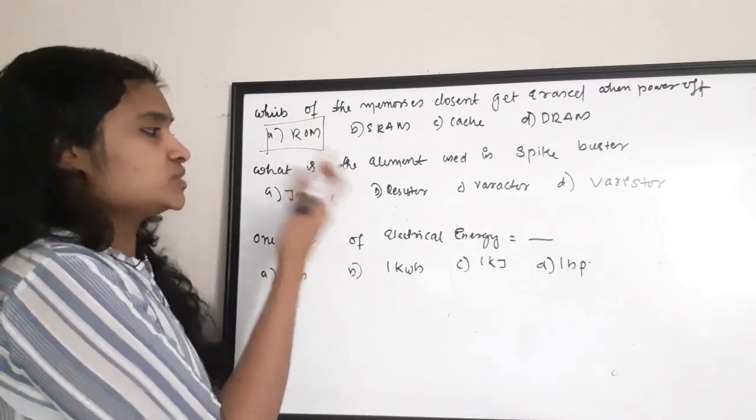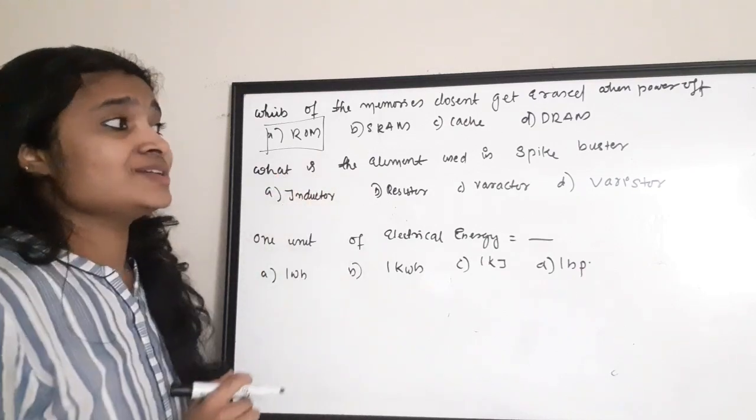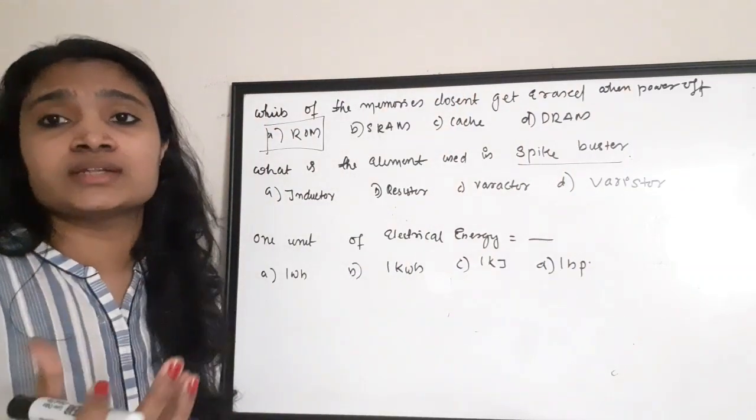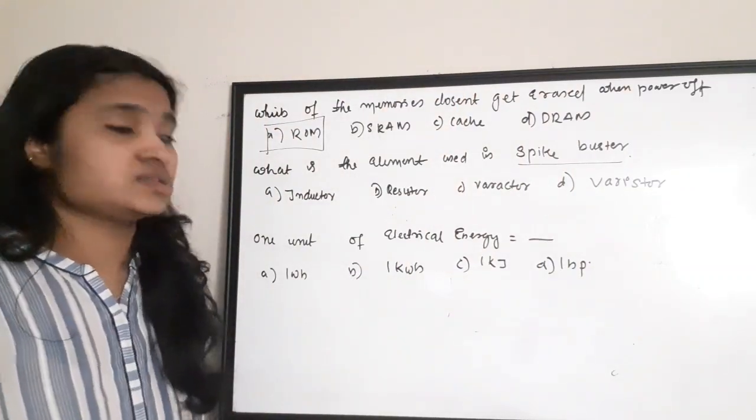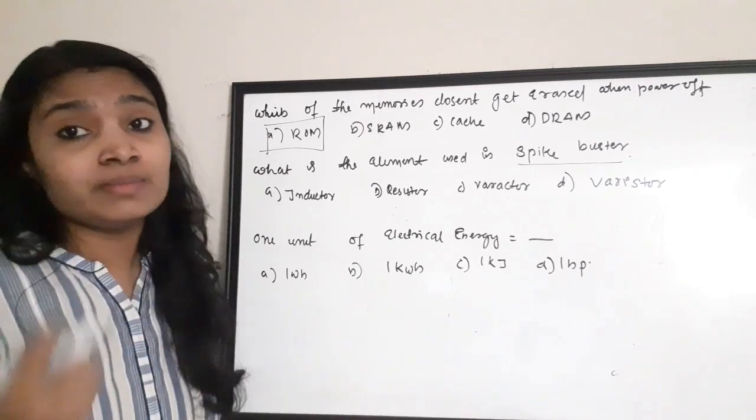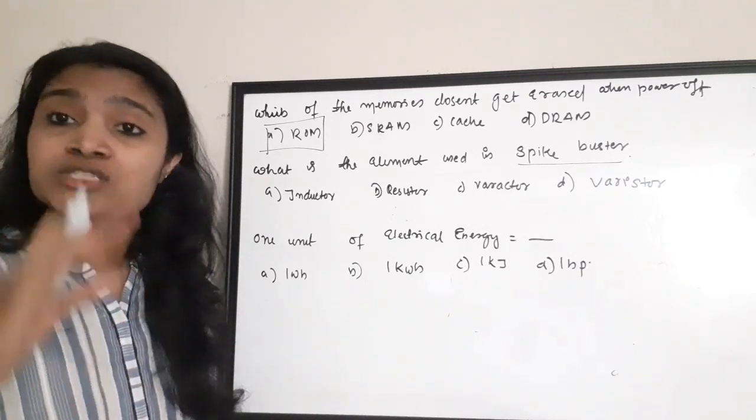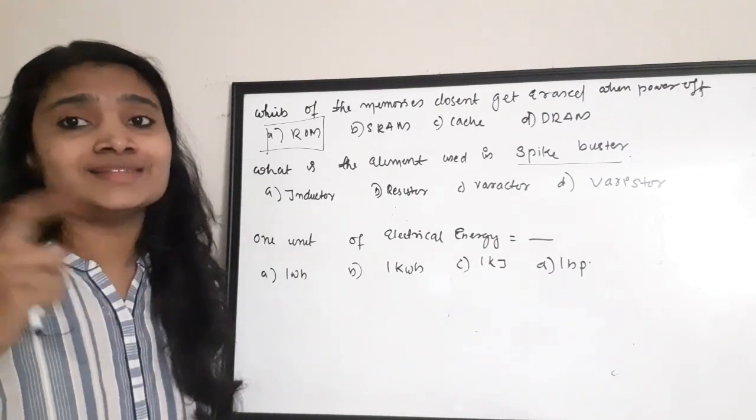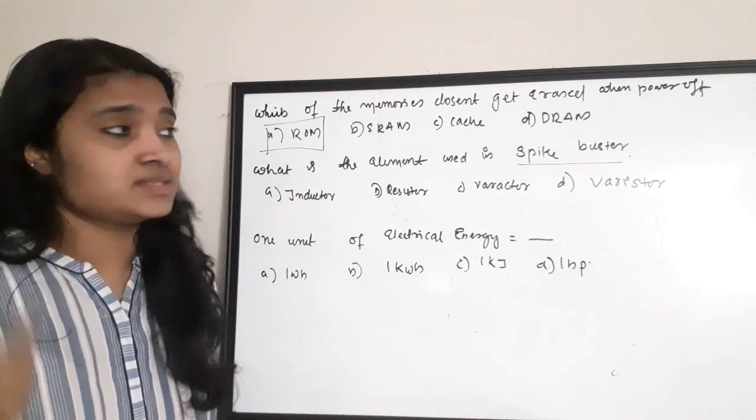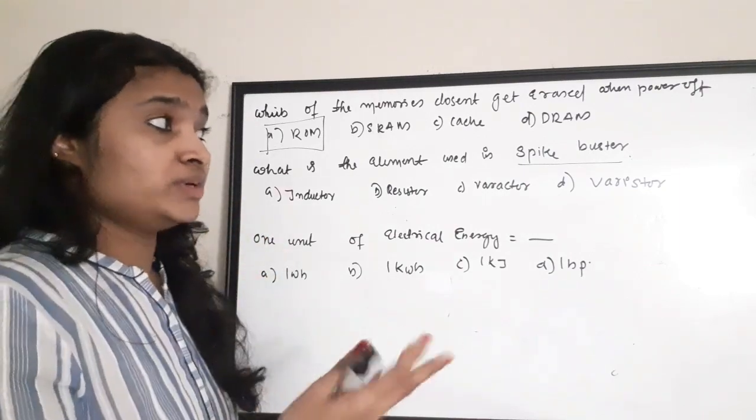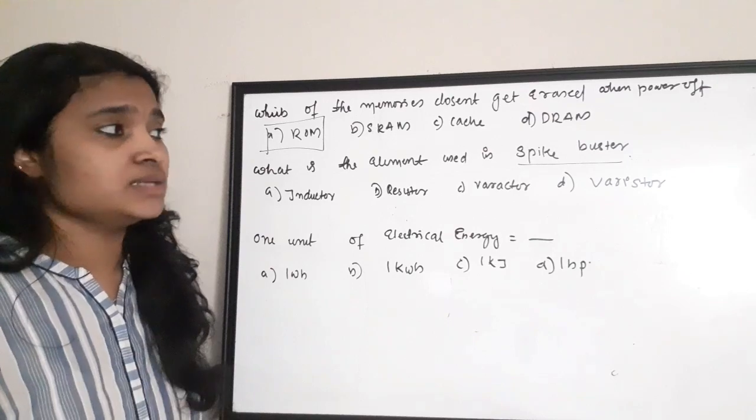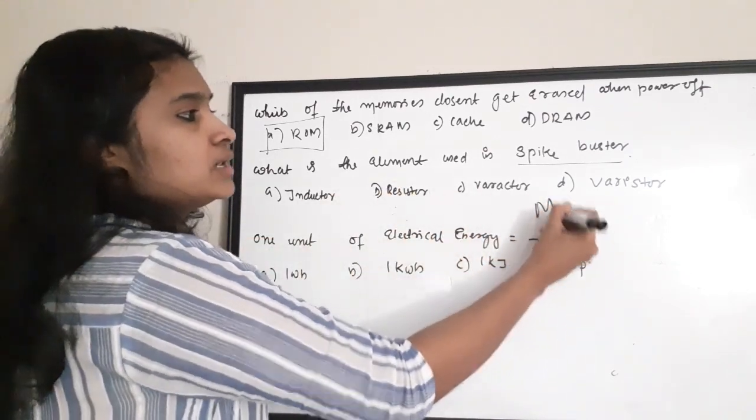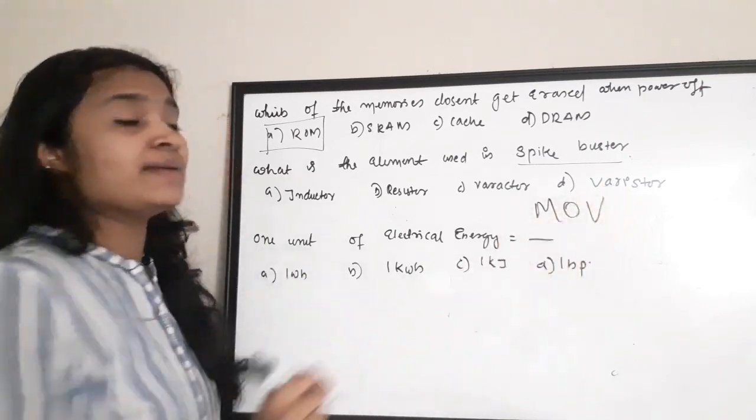Next question. What is the element used in a spike buster? Now, what is a spike buster? A spike buster is a device which is used for protecting electronic or electrical devices. It is used for eliminating voltage spikes. There can be some voltage spikes in the electrical signal, so in order to eliminate such voltage spikes, we use a spike buster, and in that spike buster we use a metal oxide varistor or MOV.